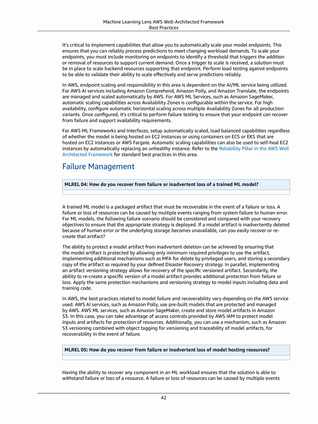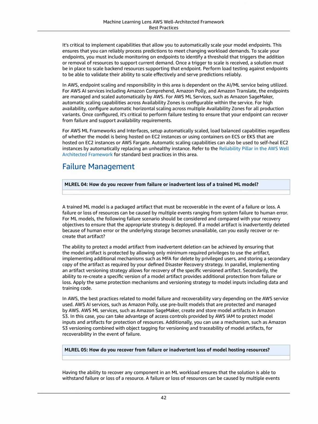MLREL 03: How are you scaling endpoints hosting models for predictions? It's critical to implement capabilities that allow you to automatically scale your model endpoints. This ensures that you can reliably process predictions to meet changing workload demands. To scale your endpoints, you must include monitoring on endpoints to identify a threshold that triggers the addition or removal of resources to support current demand. Once a trigger to scale is received, a solution must be in place to scale back-end resources supporting that endpoint. Perform load testing against endpoints to be able to validate their ability to scale effectively and serve predictions reliably.